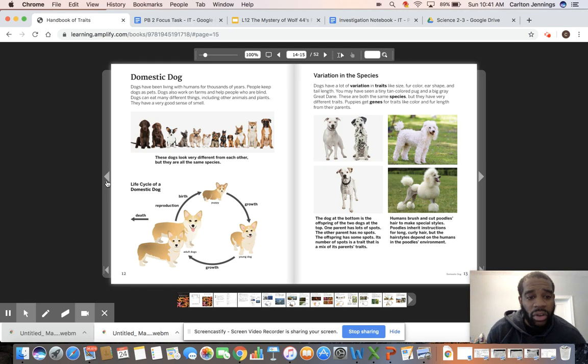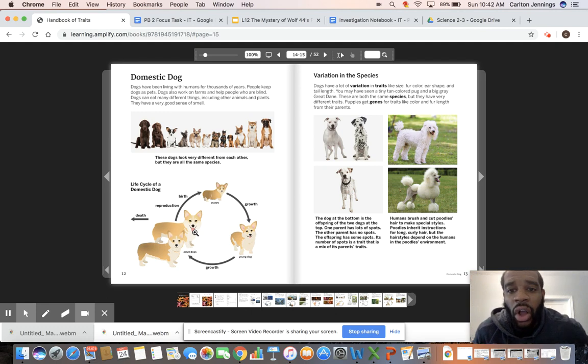Life cycle of a dog. So if someone has a dog, the dog is birthed, it turns a puppy, then it turns to a young dog, then it turns to an adult dog. It reproduces again, which means it has offspring or babies, and then the dog dies, and then it goes over and over. That's the life cycle.